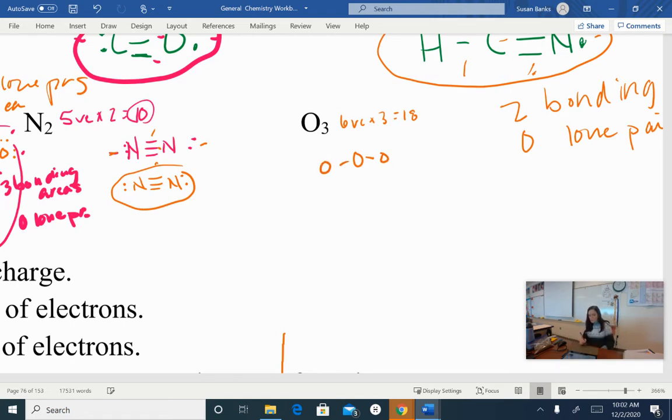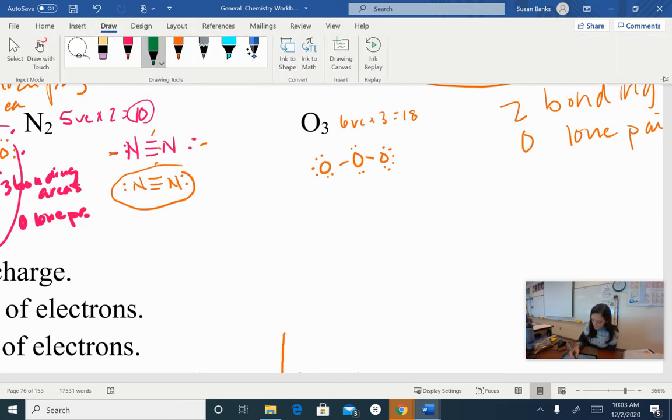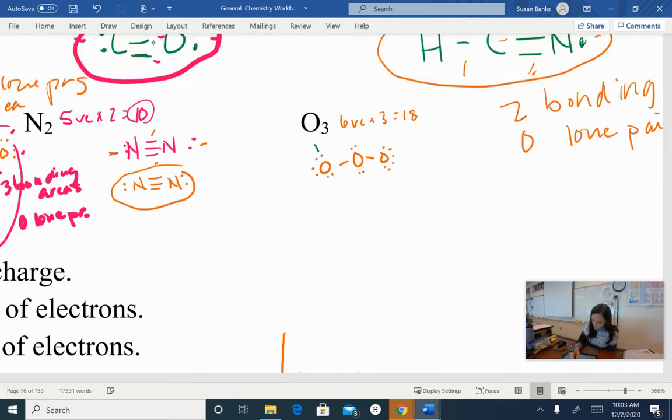So if I do single bonds, the oxygen on the left and the oxygen on the right only have 1 bond, so they need 3 lone pairs to satisfy their octets. Okay, and then the oxygen in the middle has 2 bonds, so it's got 4 electrons, so it needs 2 lone pairs to satisfy its octet. Now, if we count up all the electrons that we have used, we've used 20. 2, 4, 6, 8, 10, 12, 14, 16, 18, and 20. We've used 20. We only have 18 to use.